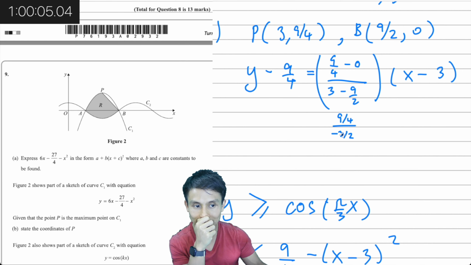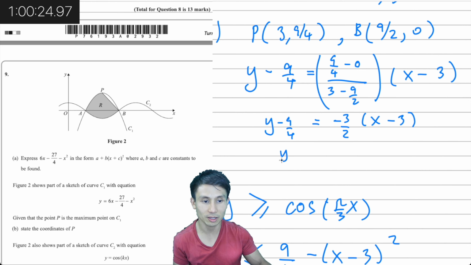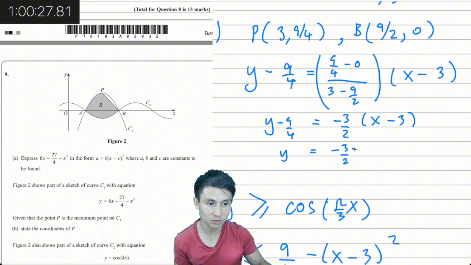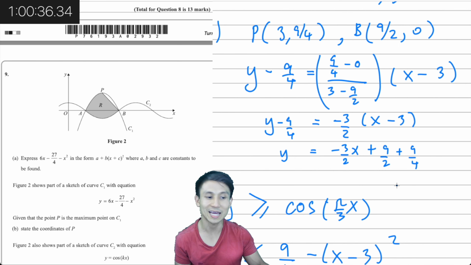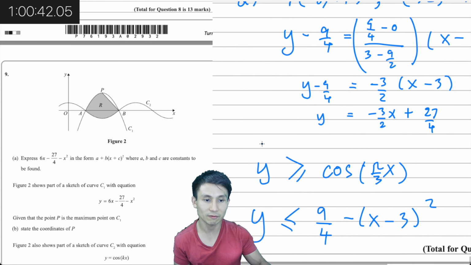Okay, so I get minus 3 over 2, right? Yeah, minus 3 over 2. And then if I push everything to the right side, I get y equals minus 3 over 2 x plus 9 over 2 plus 9 over 4. So that becomes 2 times 9 is 18, 18 plus 9 is 27 over 4 here. So we have y below the line. We have that. That should be right.